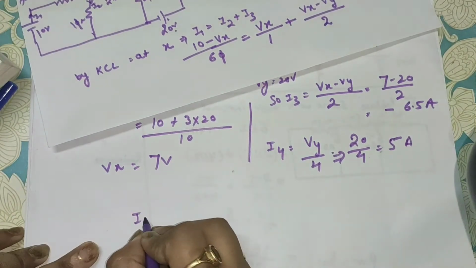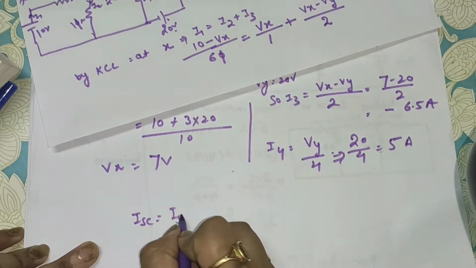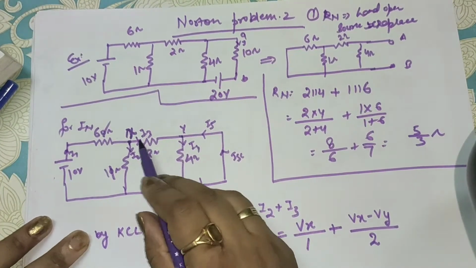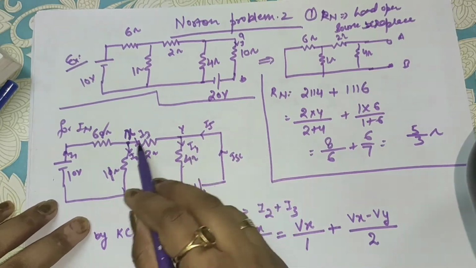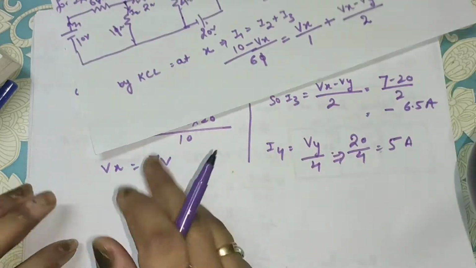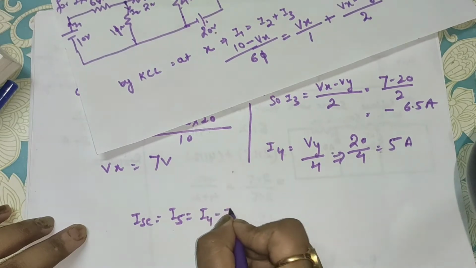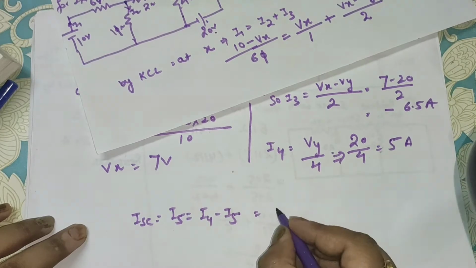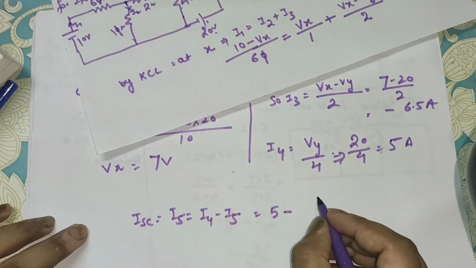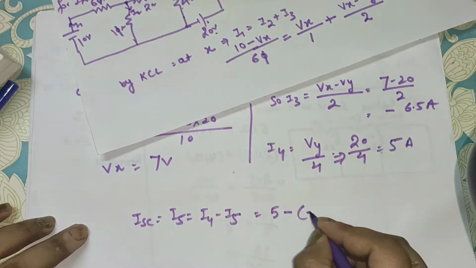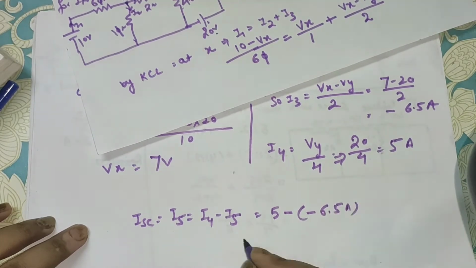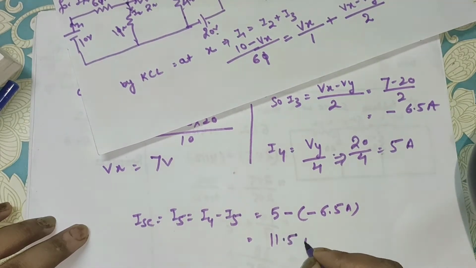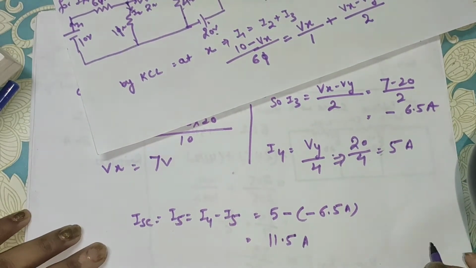So ISC will be I5. You can find I3 is going through this, I4 is going through this. So I5 is I4 minus I3, that is I4 is 5 ampere minus I3, that is minus 6.5 ampere. So 5 plus 6.5, that is 11.5 ampere you got, that is ISC.